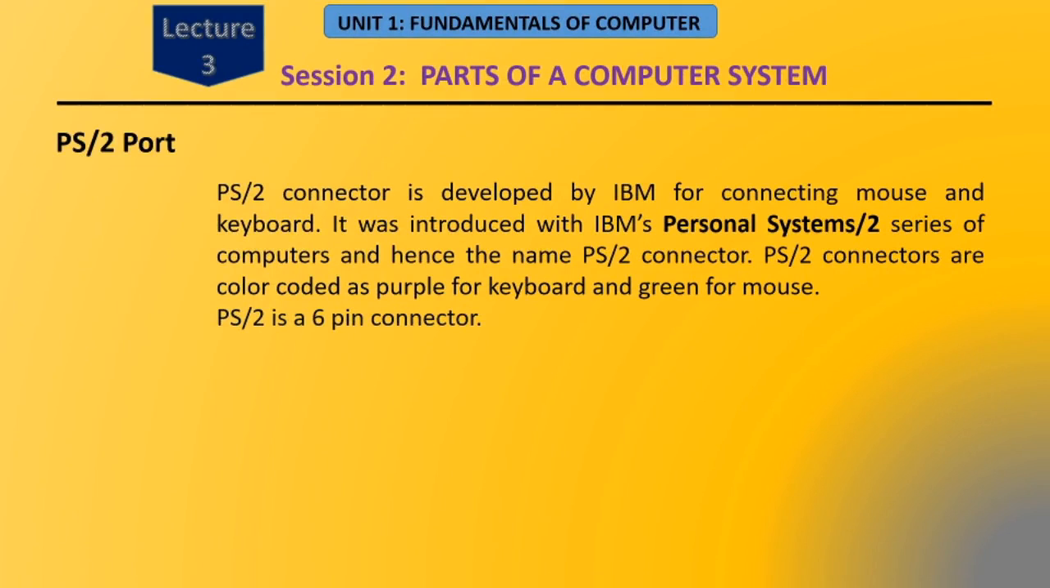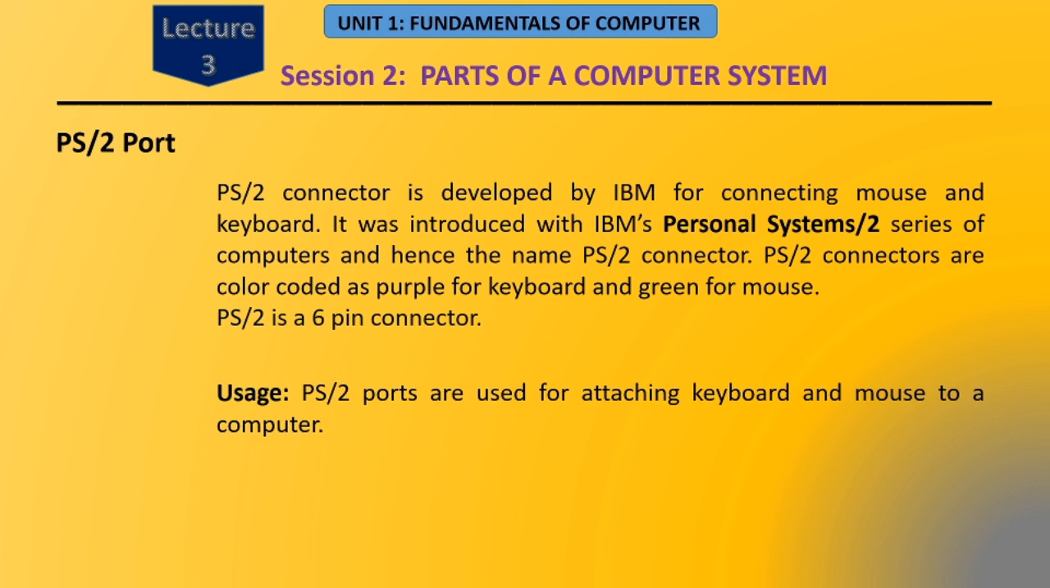Next type is PS2 port. PS2 port connector was developed by IBM for connecting mouse and keyboards. It was introduced with IBM's Personal System/2 series of computers and hence the name PS2 connector. PS2 connectors are color coded as purple for keyboard and green for mouse. PS2 is a 6-pin connector. Usage: PS2 ports are used for attaching keyboard and mouse to a computer.